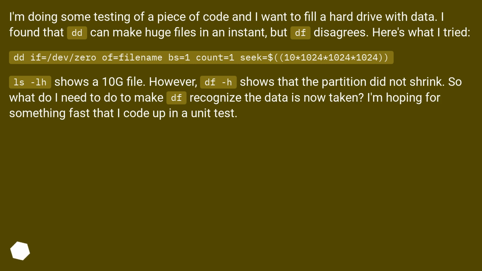Here's what I tried: dd if=/dev/zero of=filename bs=1 count=1 seek=$((10*1024*1024*1024)). ls -lh shows a 10 GB file. However, df -h shows that the partition did not shrink. So what do I need to do to make df recognize the data is now taken? I'm hoping for something fast that I can code up in a unit test.